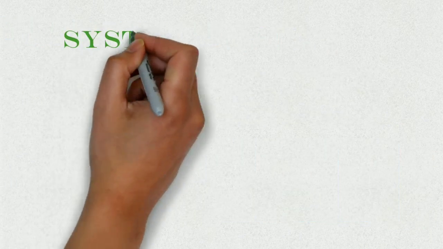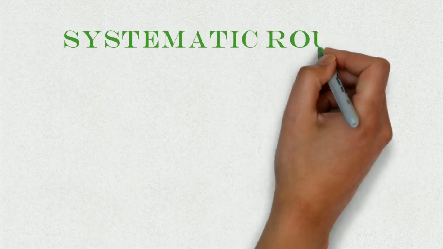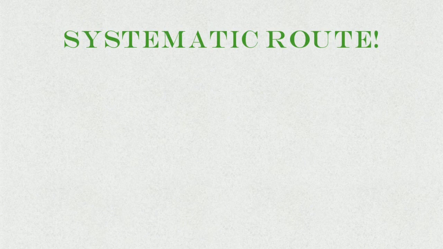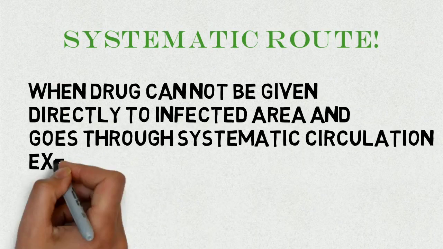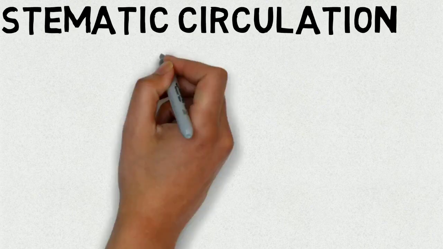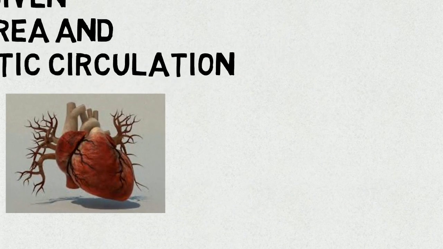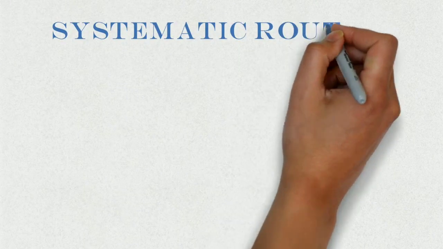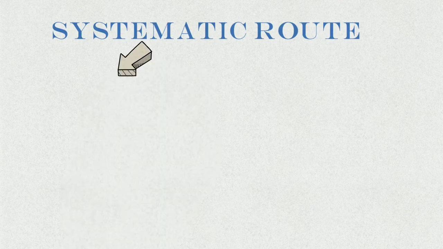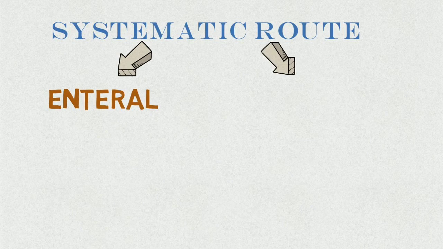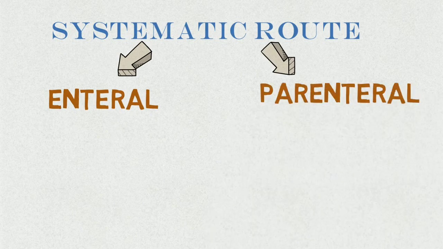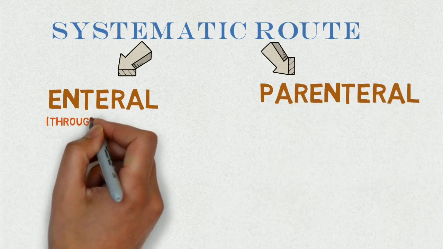Next is the systemic route. This is the route in which we give the drug through systemic circulation. We cannot give the drug directly to the infected area, such as the heart. Now, the systemic route is mainly divided into two classes, enteral and parenteral. Enteral means intestine and parenteral means away from the intestine.